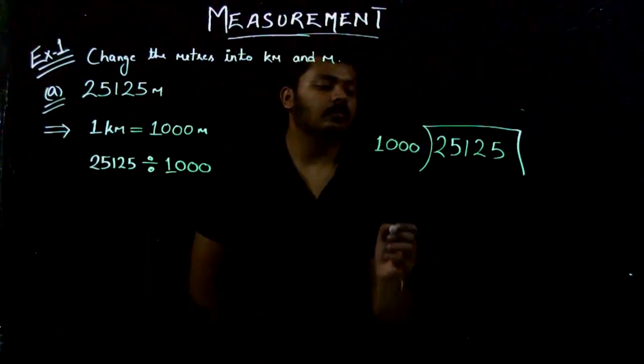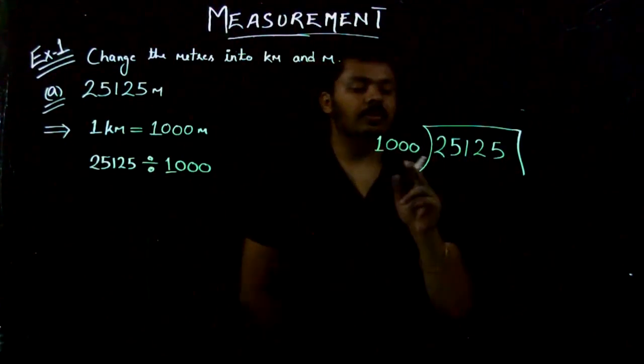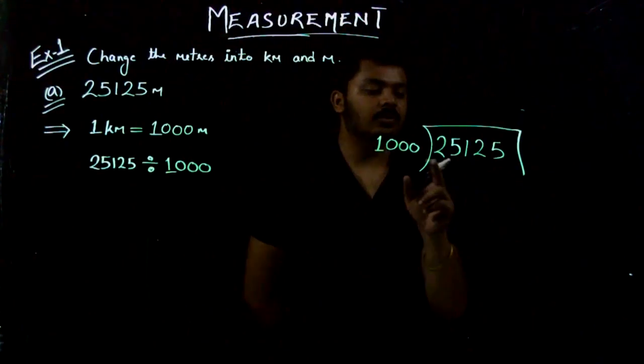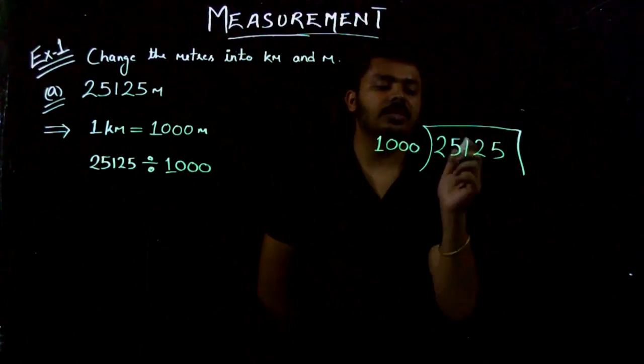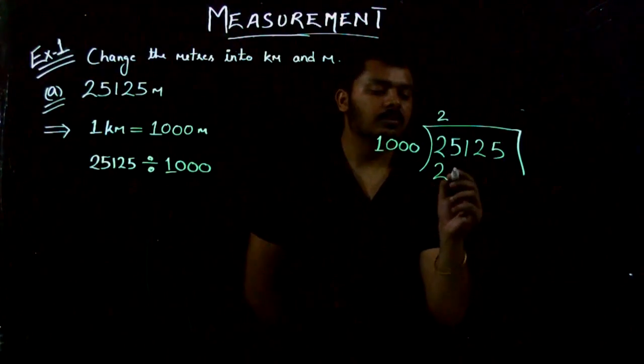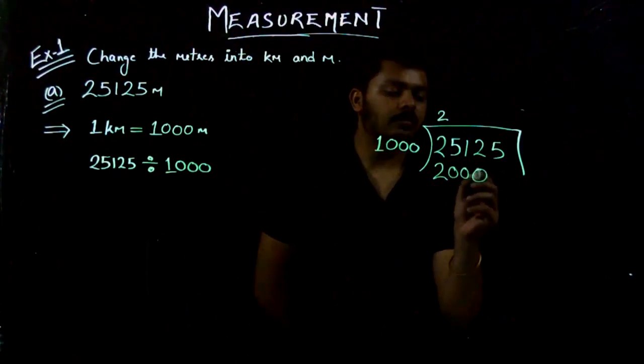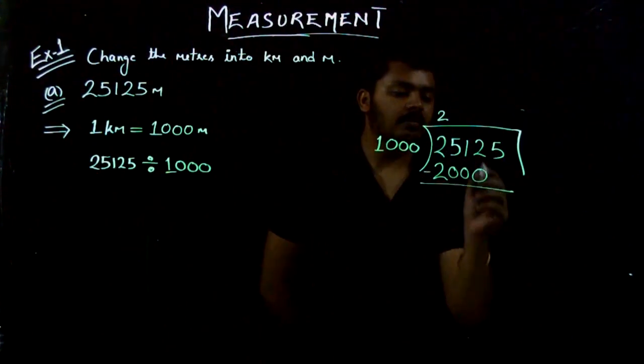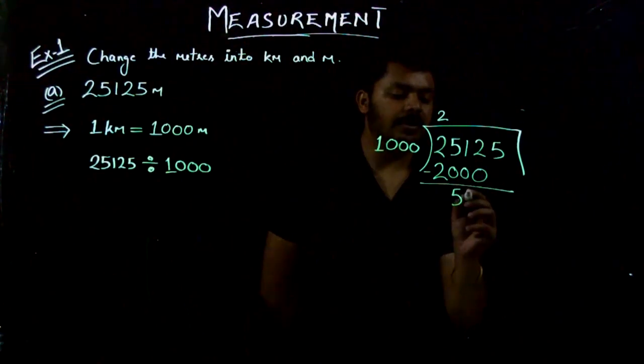25,125 divided by 1000. Since it is a 4-digit number, taking into account the first 4 digits, 1000 to the 2000, now subtracting, we get 500.